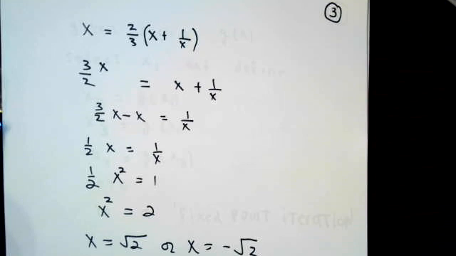So this original function g does have fixed points. It has 2 of them. One of them is at radical 2, and the other one is at x equals negative radical 2. If you put any other number into g of x, you won't get that same number as your output.